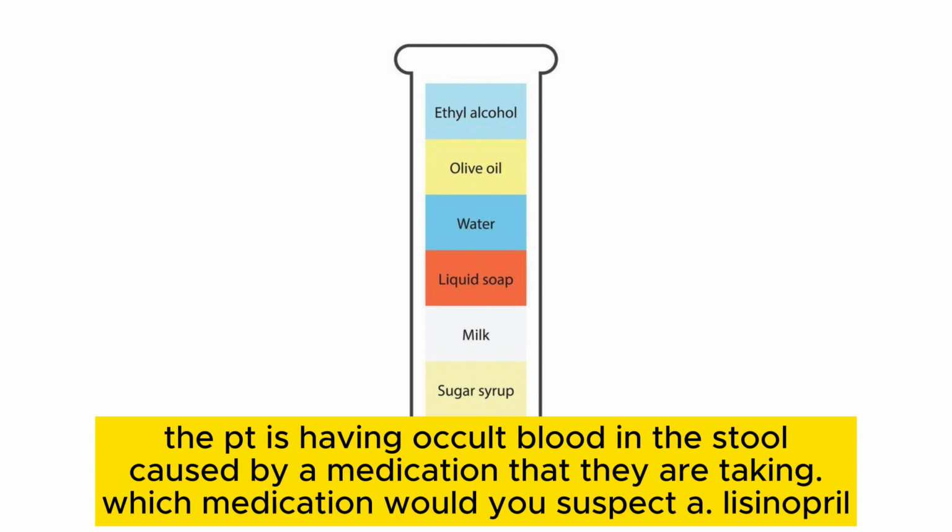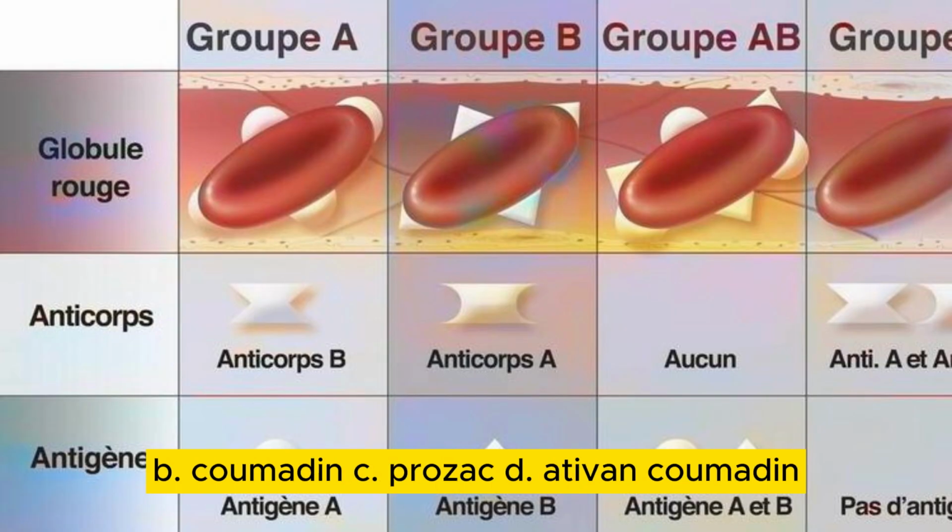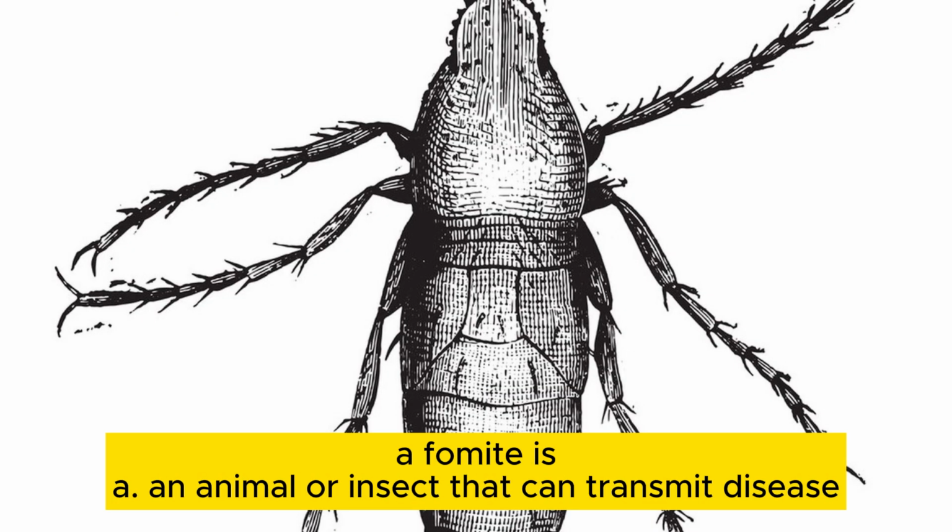The PT is having occult blood in the stool caused by a medication that they are taking. Which medication would you suspect? A. Lisinopril. B. Coumadin. C. Prozac. D. Ativan. Answer: Coumadin.